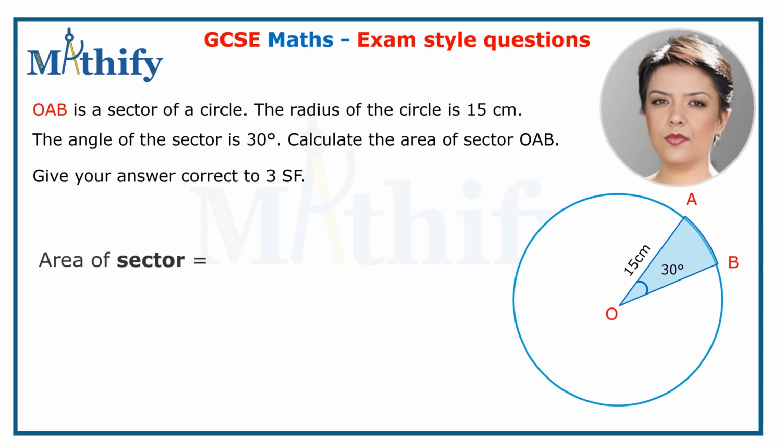To work out an area of a sector, we need to remember this important formula. Pi r squared multiplied by our degree sign divided by 360 degrees. So this degree sign is for the angle of a sector. So all we need to do is just plug in these two values into a formula. So pi multiplied by 15 squared, because r is 15. So pi multiplied by 15 squared multiplied by 30 divided by 360.